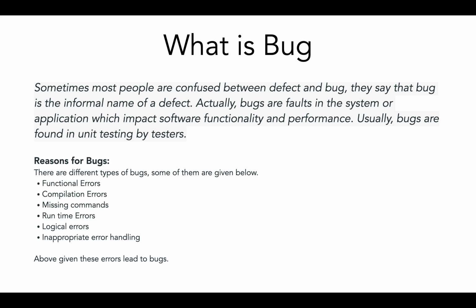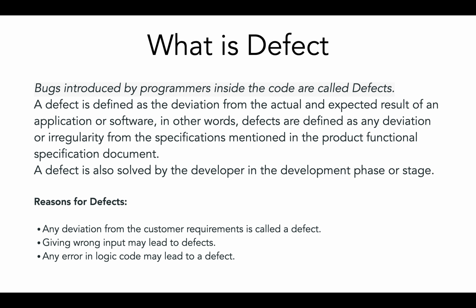Next we are going to discuss what a defect is. If all the functional, compilation, and runtime errors are bugs, then what is a defect actually? Now we'll understand what a defect is. A bug introduced by the programmer inside the code is called a defect.